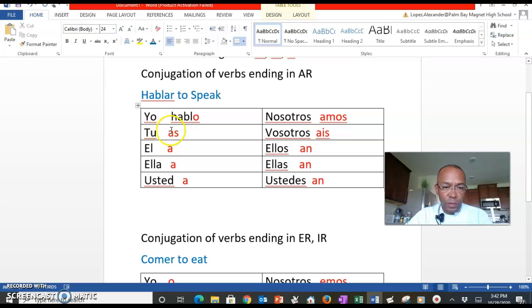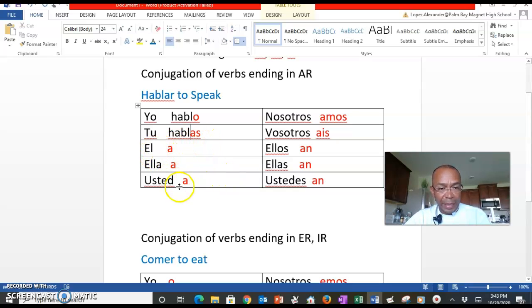For tú is AS. So what do you do? Hablar is the verb, right? The ending for tú, who's doing the action? You, tú. You don't say hablar as, right? You get rid of AR right here, delete, and then you have hablas, tú hablas, you speak.